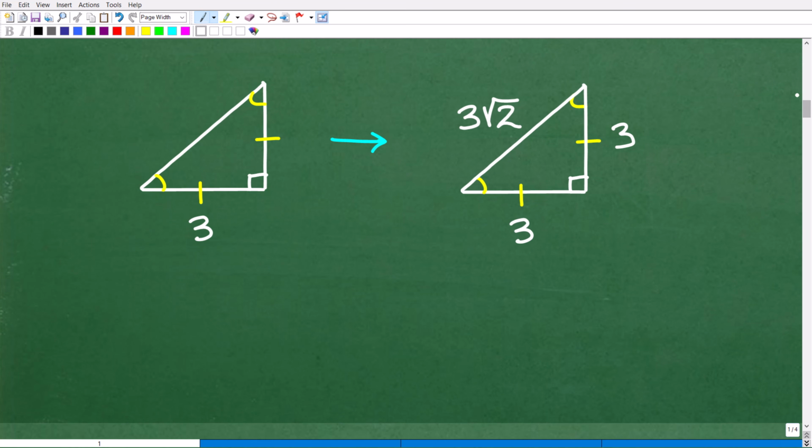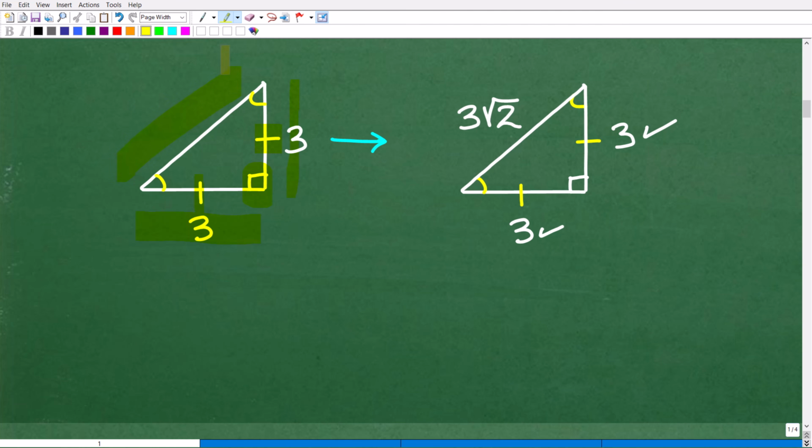Let's suppose you were given a problem like this, and you were told to find the lengths of all the sides of this triangle. Looking at it, you say, okay, it's a right triangle, and this side is equal to this side, so this is a 45, 45, 90. Remember, the first part of doing these problems is to recognize what we're dealing with. So the sides are going to be the same. If this is 3, this is also 3.